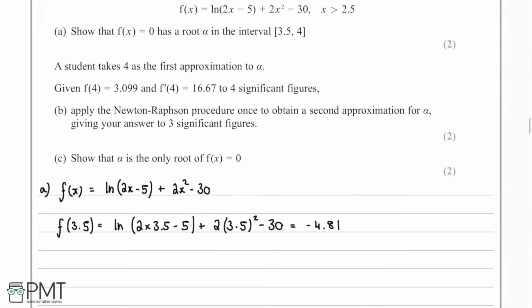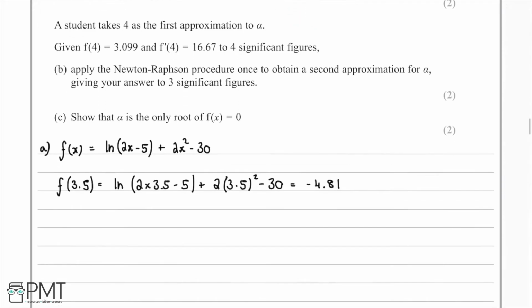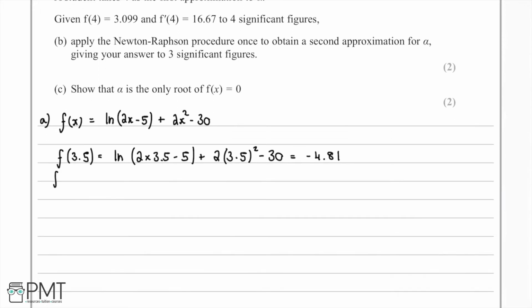If we then take the end point of our interval, which recall is 4, we'll then have f of 4 is going to be equal to ln of 2 times 4 minus 5. We're not going to write this out again, but we'll put this into our calculator, and it comes out that f of 4 is equal to 3.10. So we have negative 4.81 and positive 3.10.